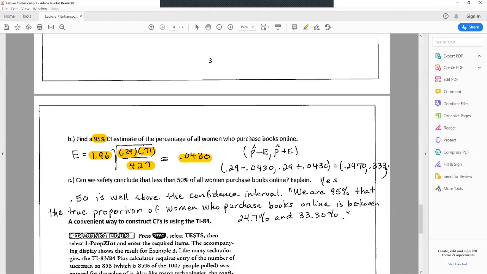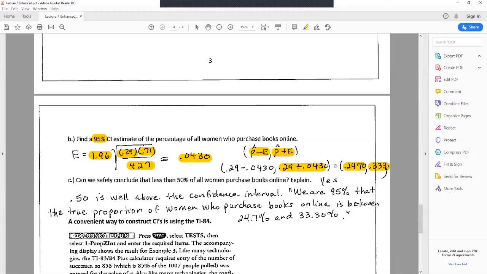So using that margin of error calculation along with p hat, we can generate the confidence interval. The lower end of the interval is going to be p hat minus the error. The upper end is going to be p hat plus the error. To get the lower end, we will take 0.29 minus 0.0430 to give us the lower end, which is 0.2470. And if we add the error to the average, we get 0.29 plus 0.0430. This produces the upper end of the interval.